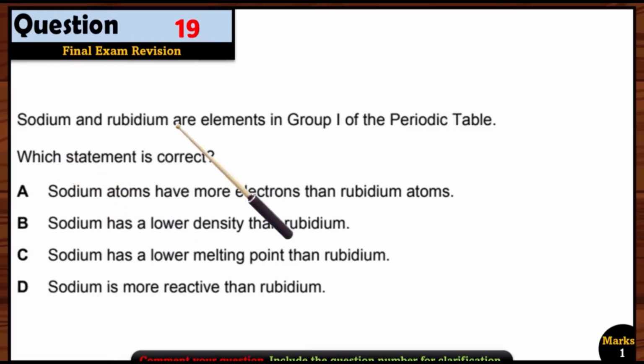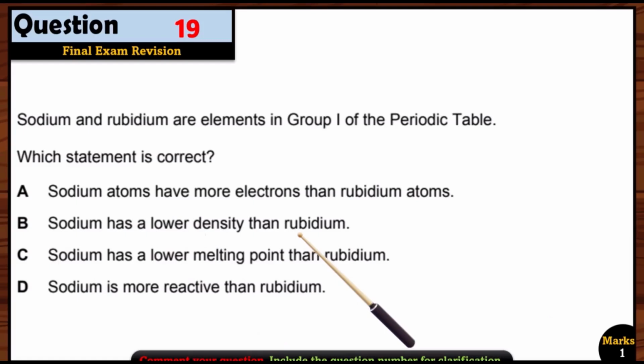Question 19. Sodium and rubidium are elements in group 1 of the periodic table. Which statement is correct? Sodium atoms have more electrons than rubidium atoms. Wrong. Rubidium is below sodium in the group, right? So rubidium has more electrons.